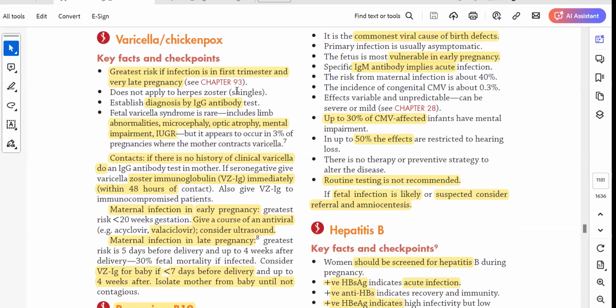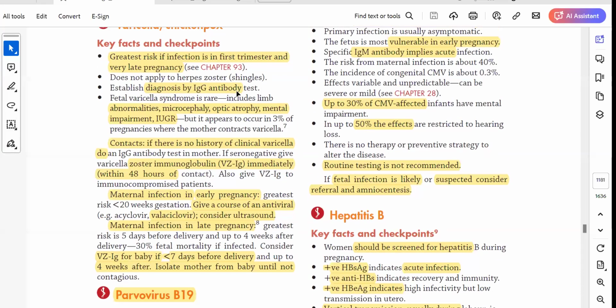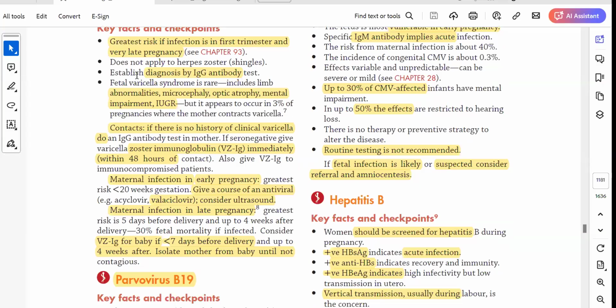Next, varicella. Varicella or chickenpox also comes up in the exam a lot. The greatest risk is if the mother gets infected in the first trimester or the last trimester. The congenital varicella syndrome includes limb abnormality, microcephaly, optic atrophy, and mental impairment. So you can see that there are a lot of problems if the baby gets varicella.